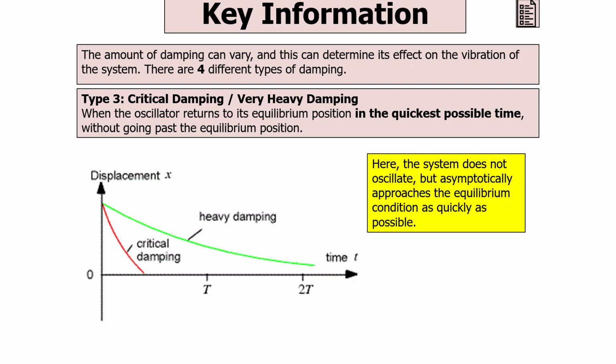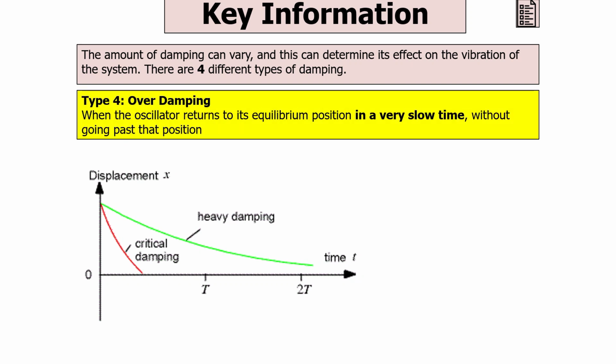So here the system does not oscillate but asymptotically approaches the equilibrium condition as quickly as possible. So for critical dampening, the graph has a fast decreasing gradient when the oscillator is first displaced until it reaches the x-axis.